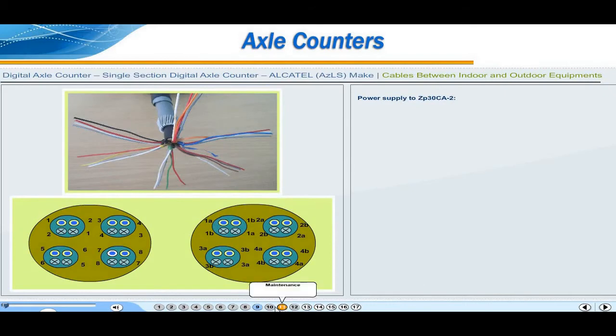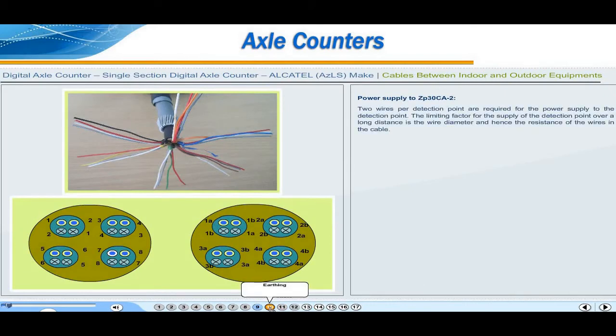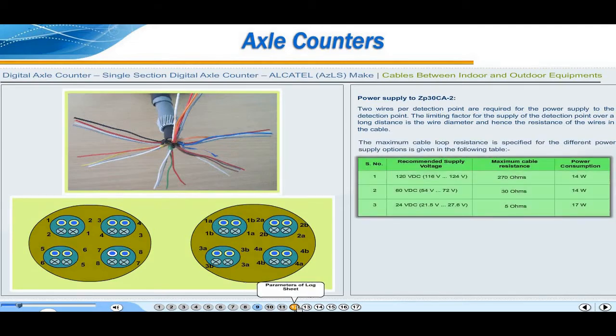Power supply to EZP30CA2. 2 wires per detection point are required for the power supply to the detection point. The limiting factor for the supply of the detection point over a long distance is the wire diameter and hence the resistance of the wires in the cable. The maximum cable loop resistance specified for the different power supply options is given in the following table.